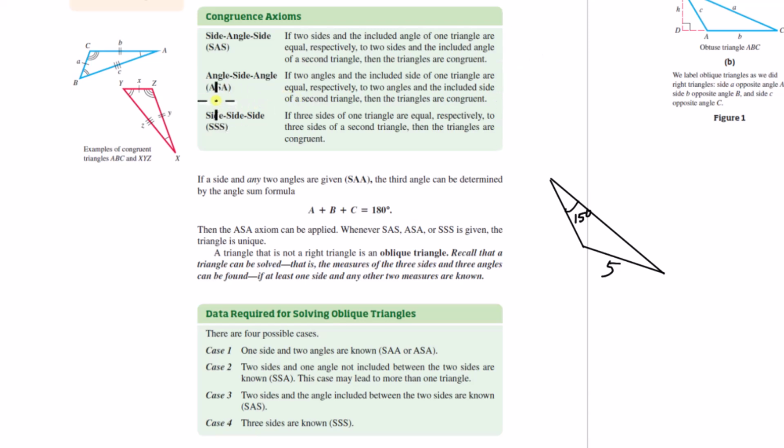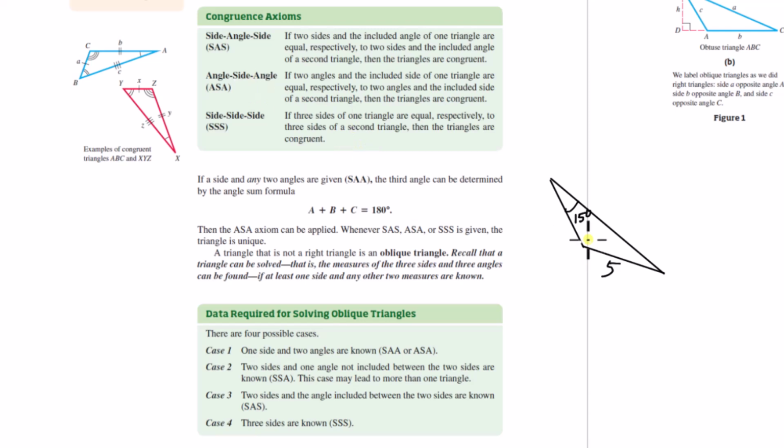There were 3 congruence axioms: side, angle, side; angle, side, angle; and side, side, side. We can view this from another perspective: if someone gives you a triangle and they give you 2 side lengths and the angle included between those 2 side lengths, then in a similar way to how that would mean 2 triangles are congruent, you can think about the triangle you're given as fully constrained at that point. And that means you can think about solving it.